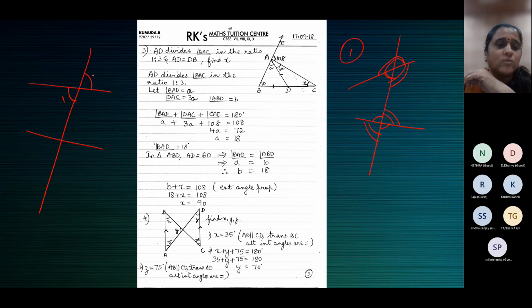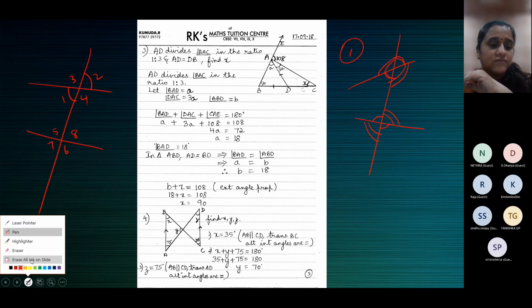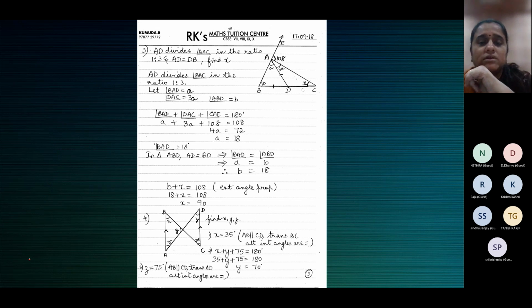Here also, angle 1 is equal to angle 2, angle 3 is equal to angle 4, angle 5 is equal to angle 6, angle 7 is equal to angle 8. Vertically opposite angles are equal. So when you don't have parallel lines, you can think of vertically opposite angles, the exterior angle property, and the isosceles triangle property. When two sides are equal, two angles are equal.